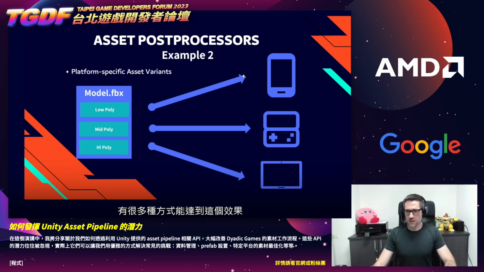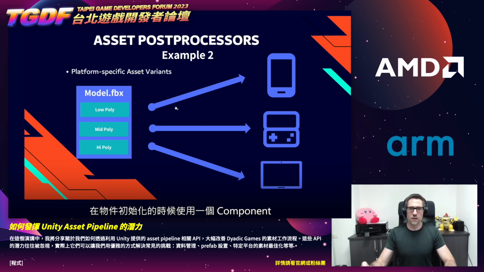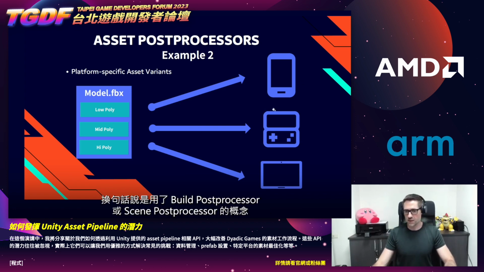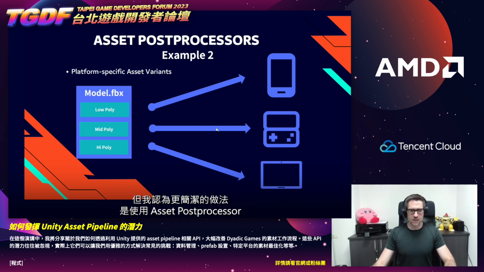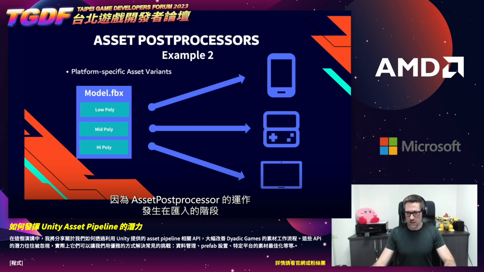There are, of course, a lot of ways to do this. You can do it just at runtime. So you have a component, and when the object gets initialized, you switch the mesh from the mesh filter based on the platform where you're currently on. Another way is using build post-processors or scene post-processors. But in my opinion, the more elegant way of doing this is using an asset post-processor, because the asset post-processor happens during the import stage, so only once, not every time when you build the game.